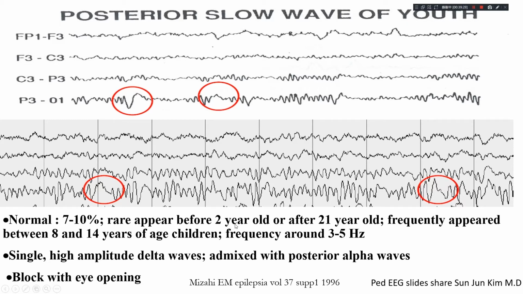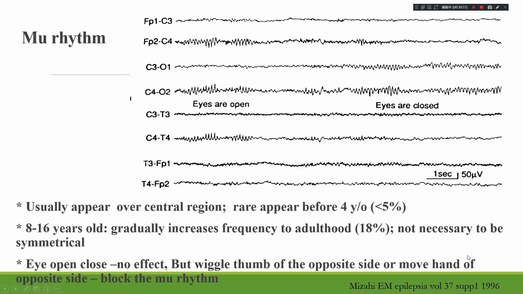rarely before 2 years old or after 21 years old. It frequently appears between 8 to 14 years of age, and the frequency is around 3 to 5 Hertz. It often appears in the posterior occipital area, and the wave will be blocked with eye opening.